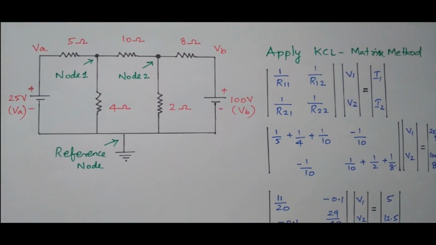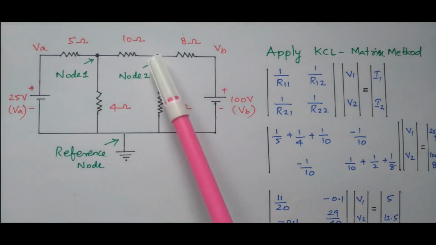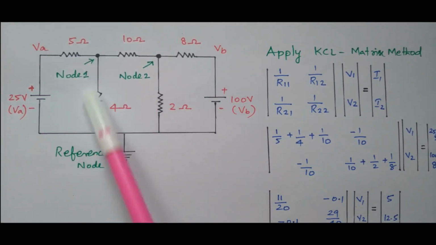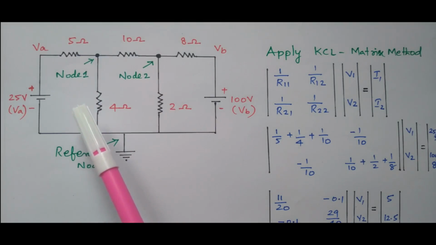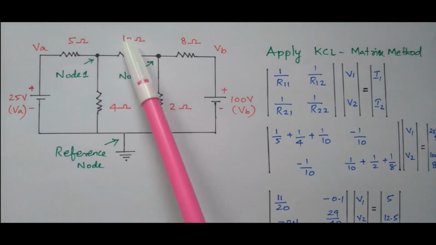Now consider this diagram. There are 2 voltage sources available, 25 volt and 100 volt. The resistors are connected. Now we need to assign the nodes. This is the reference node, and this is node 1. This is node 2. What is a node? A node is nothing but a junction point where elements are connected together. At node 1, this 5 ohm, 4 ohm and 10 ohm are connected. At node 2, this 10 ohm, 2 ohm and 8 ohm are connected.